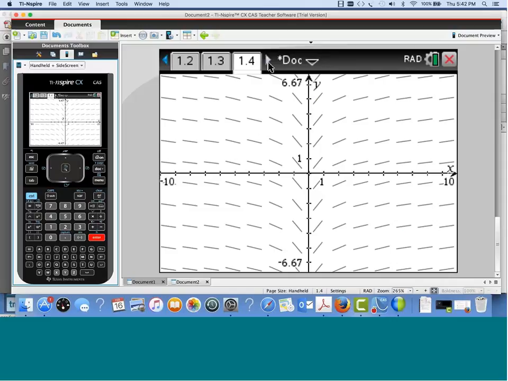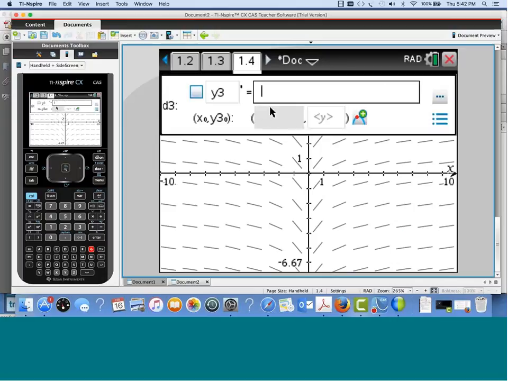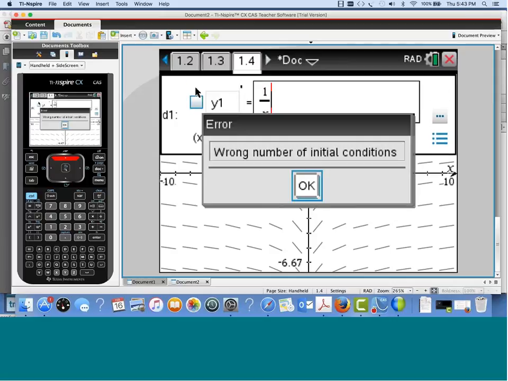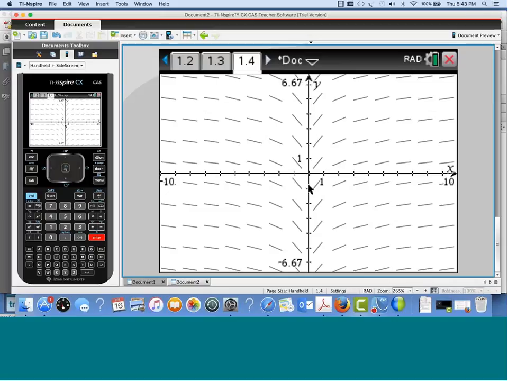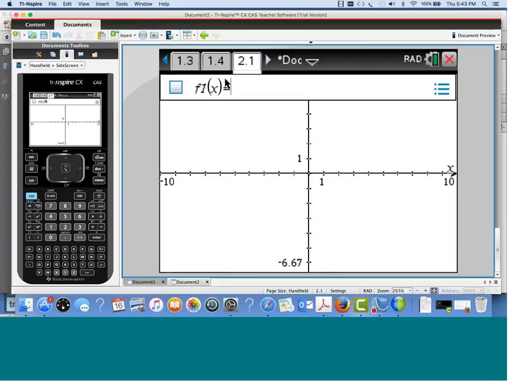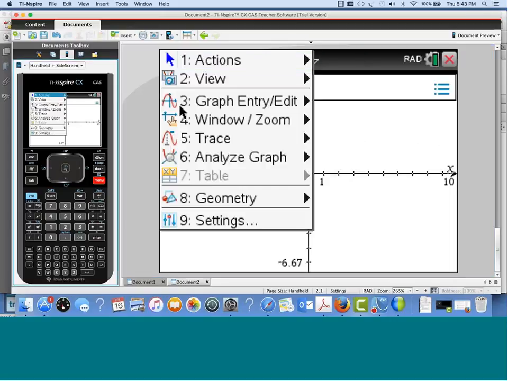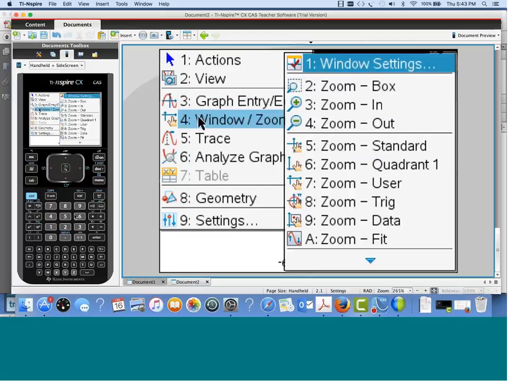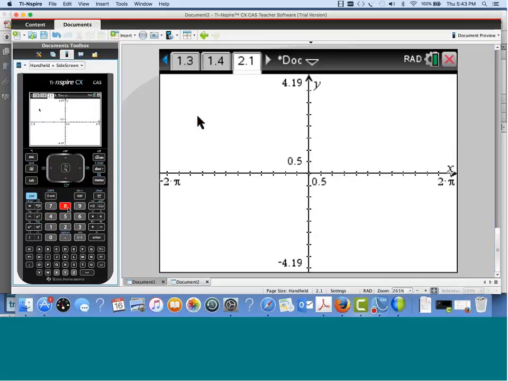So let me try to recover here. I think what I need to do maybe is check it. And okay. And let's see. Well, you know what? I'm going to start off fresh. How about that? Let's just get a fresh problem. Add graphs. Thanks, everybody, for your patience.